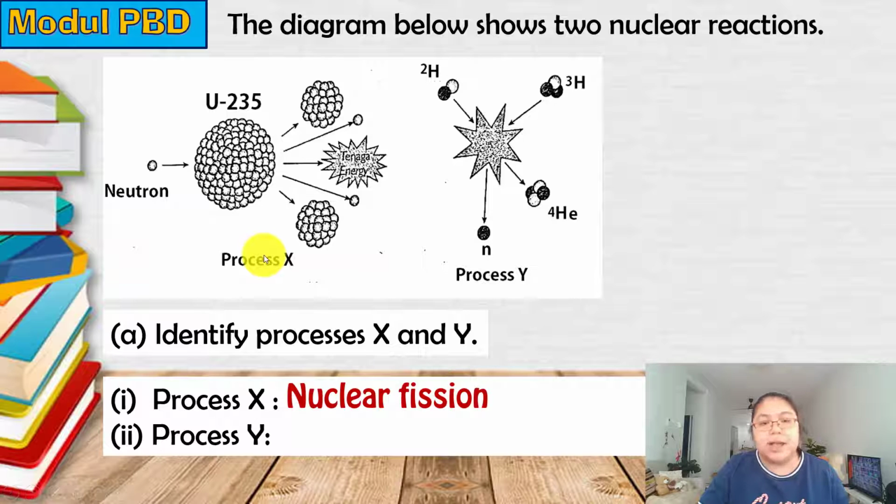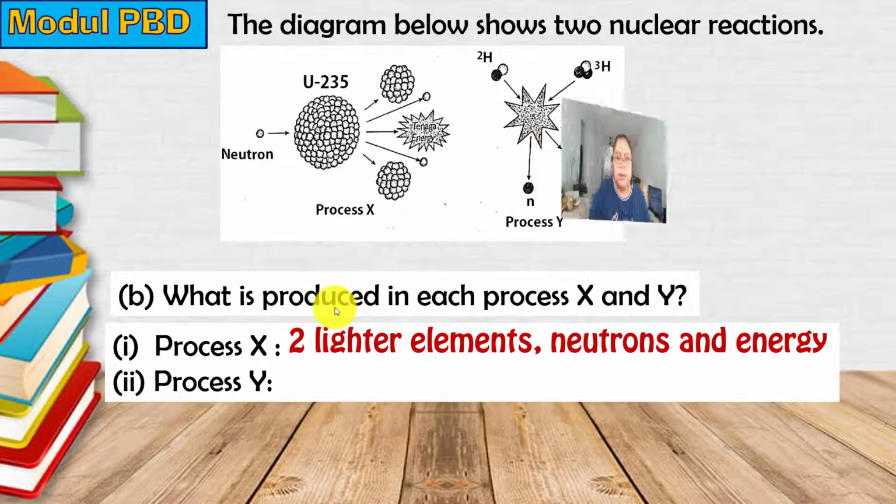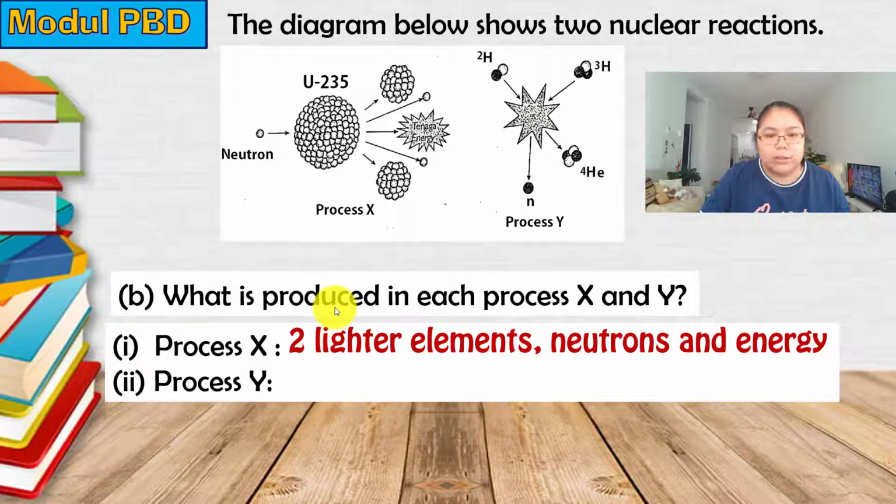Because there's a big size split becomes smaller size. Okay, then another one should be the smaller size combined together become the bigger size. That one is a nuclear fusion. Okay, then we continue to this one.